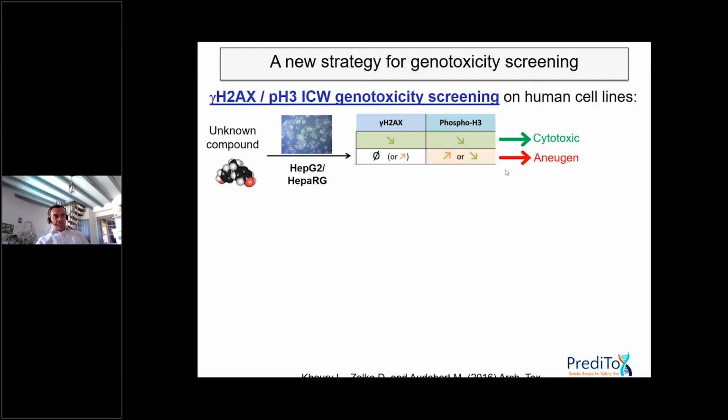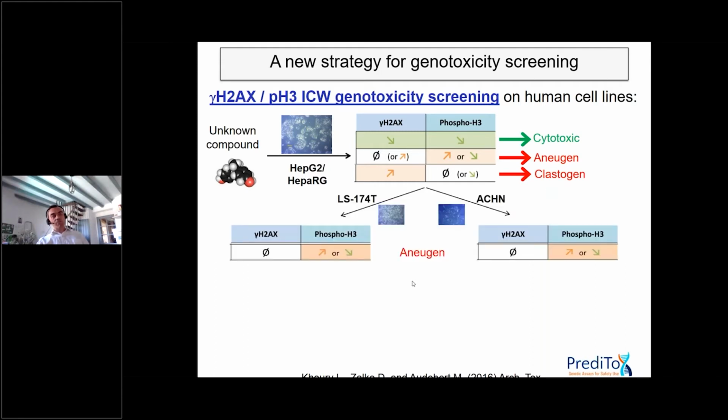If you have a great increase or decrease of phosphorylation, in this case, you have an aneugen, and you could have two modes of action of aneugen. And if you have an increase of gamma-H2AX, in this case, most of course, it could be a clastogen mode of action compound.